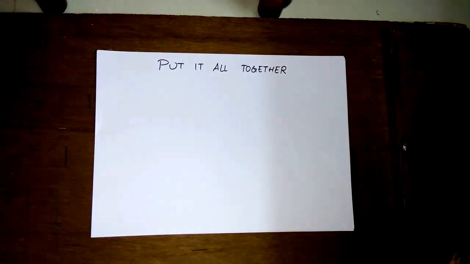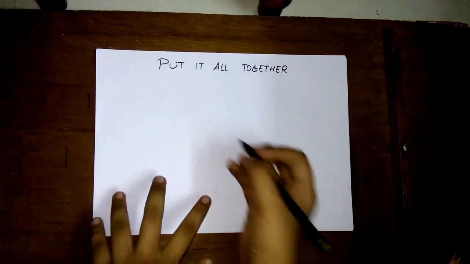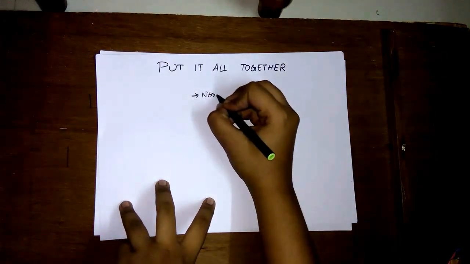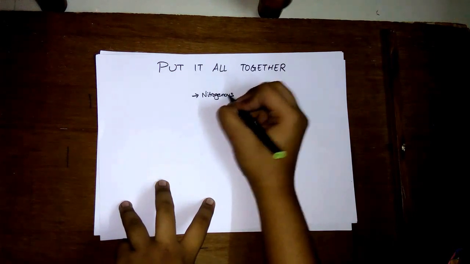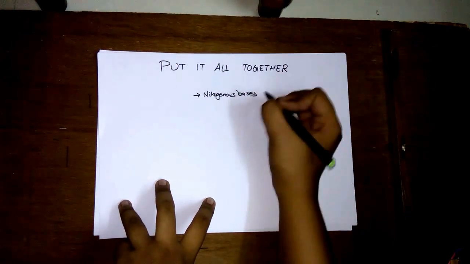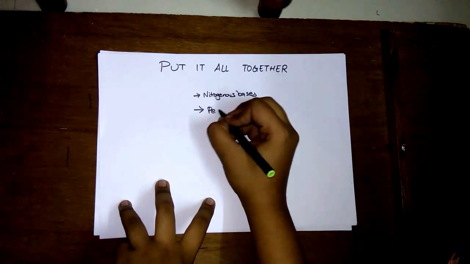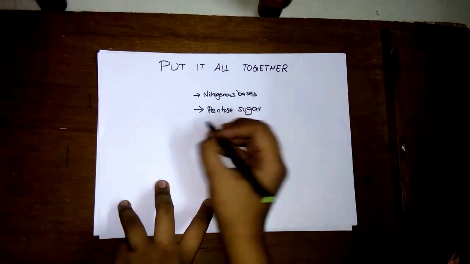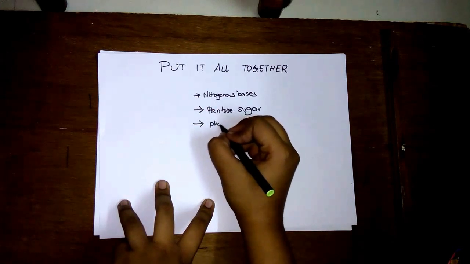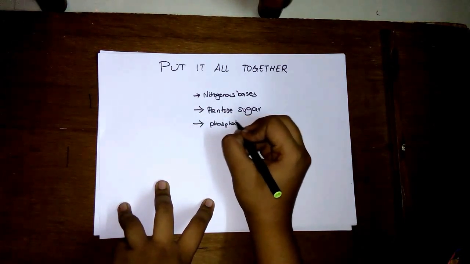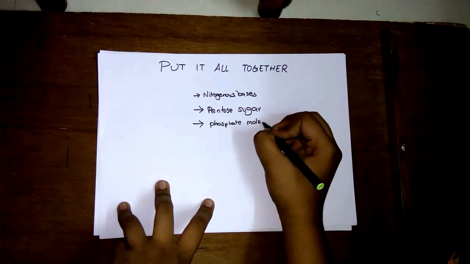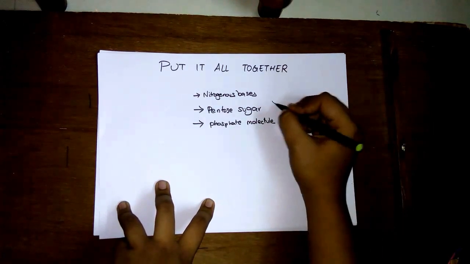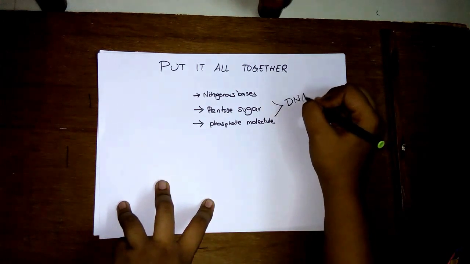Okay, so in the previous video I talked about three things. Those are the nitrogenous bases, the pentose sugar, and the phosphate molecule that make up your DNA.